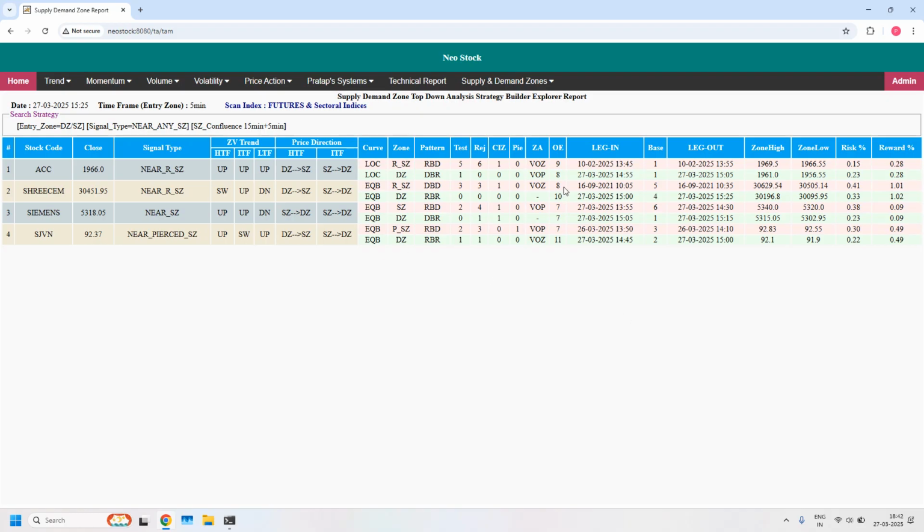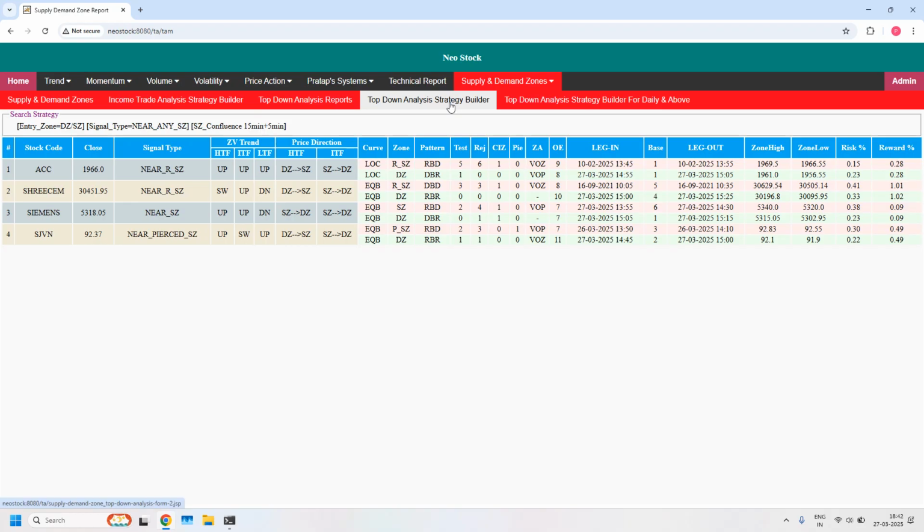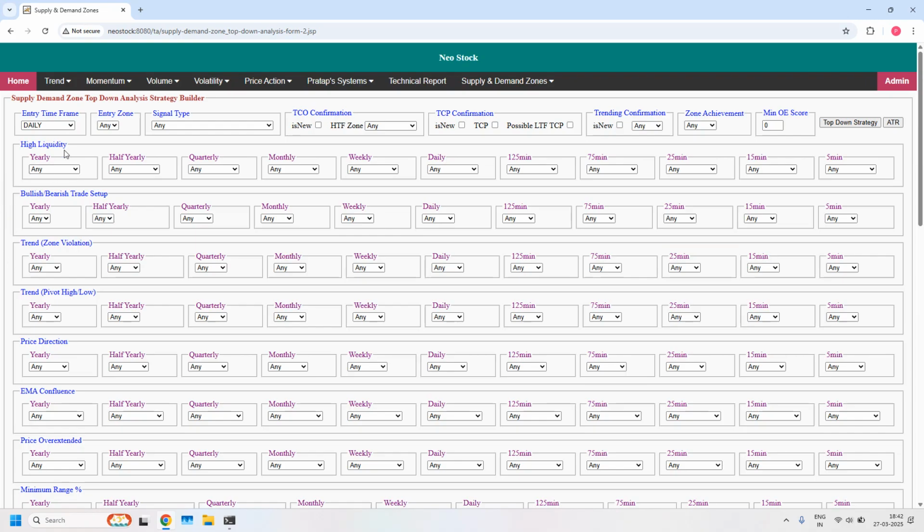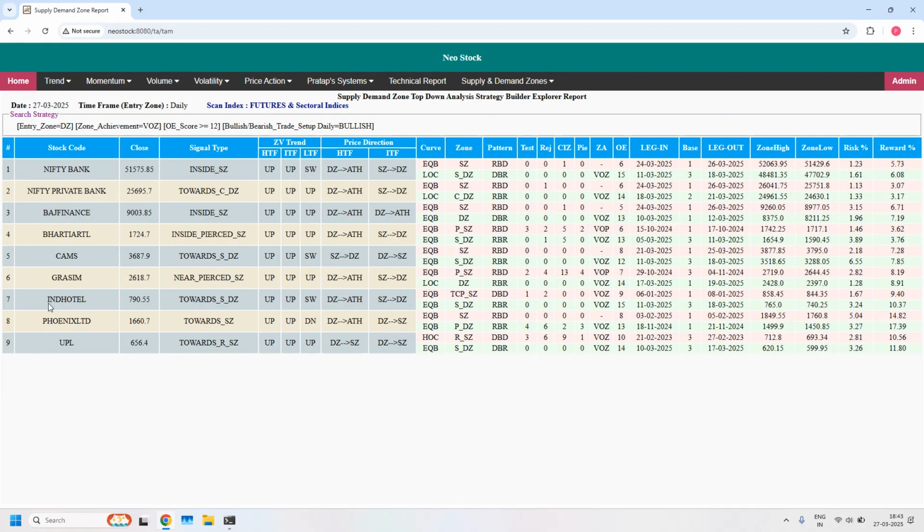Next, we will generate bullish and bearish trade setups for monthly, weekly, daily and hourly income trade. So monthly income trade bullish trade setup, entry time frame daily, entry is on demand zone. In bullish or bearish trade setup at entry time frame daily, I am selecting bullish. And the zone achievement should always be violated opposing zone. Minimum odd enhancer score should always be 12. So with these filters, we got 9 stocks. And out of these 9, few are having pierced zones. You can use them for pierced zone strategies if they are applicable.